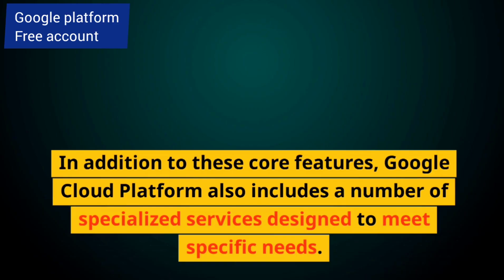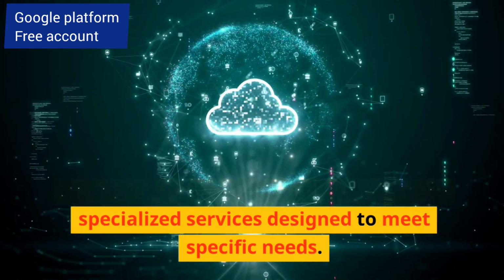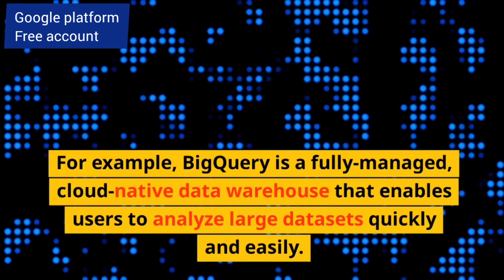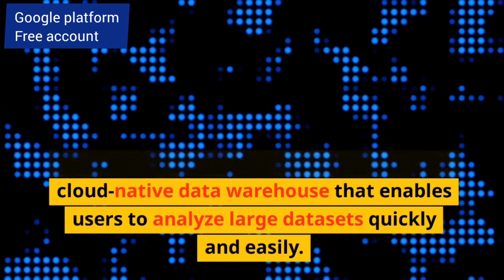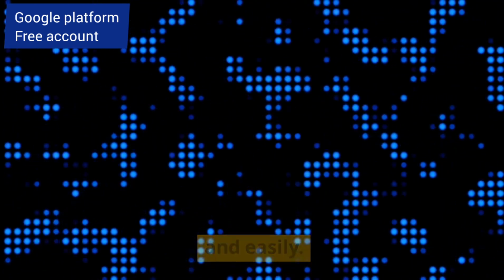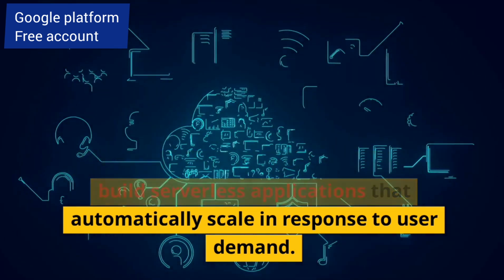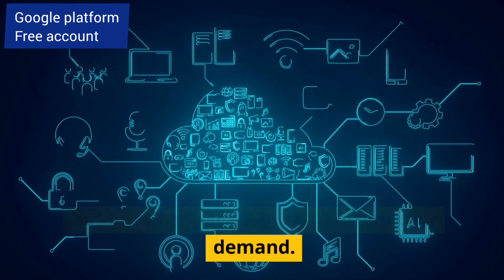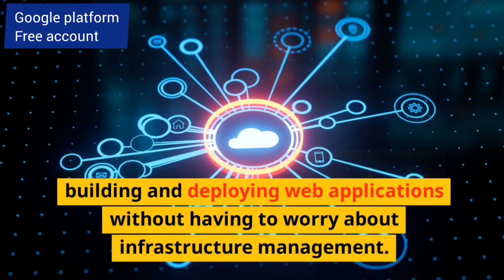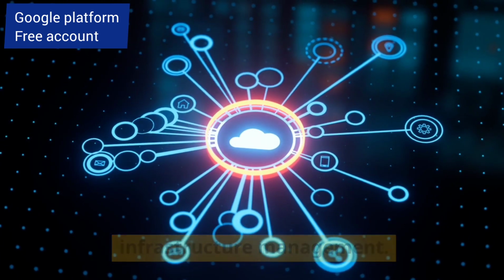and responsive. In addition to these core features, Google Cloud Platform also includes a number of specialized services designed to meet specific needs. For example, BigQuery is a fully managed, cloud-native data warehouse that enables users to analyze large datasets quickly and easily. Cloud Functions allows developers to build serverless applications that automatically scale in response to user demand. App Engine provides a platform for building and deploying web applications without having to worry about infrastructure management.